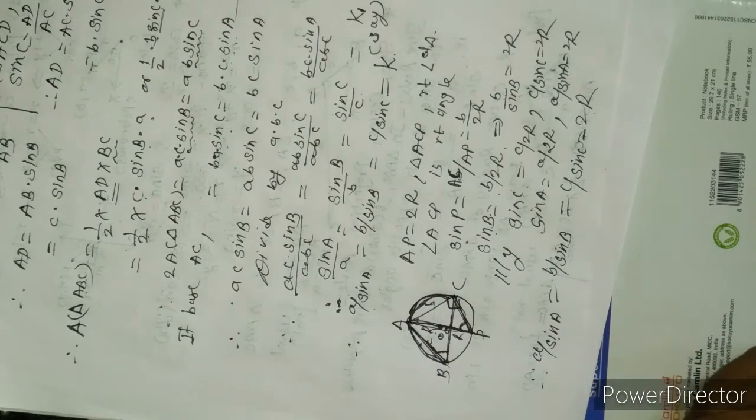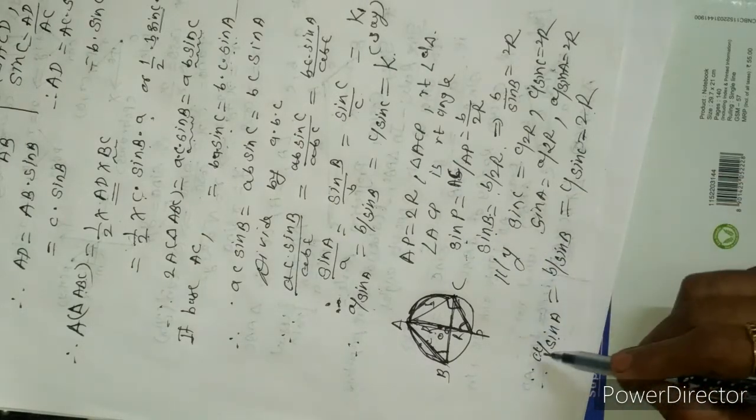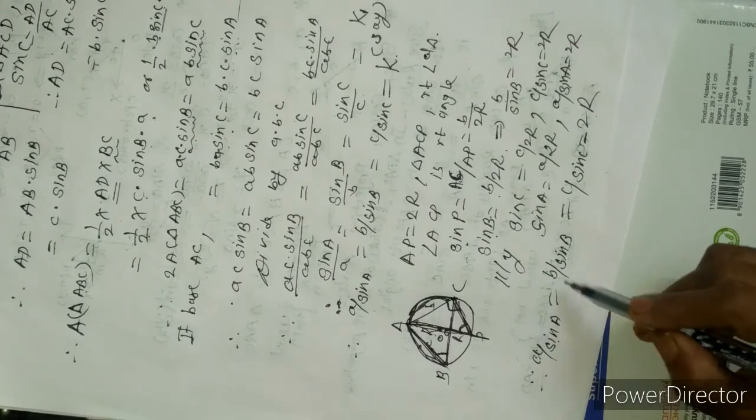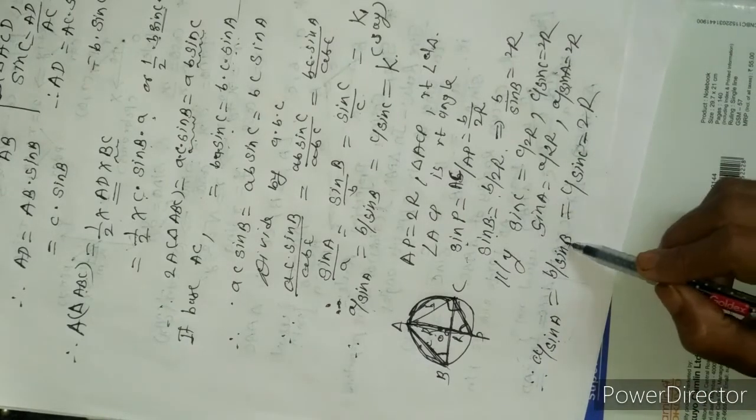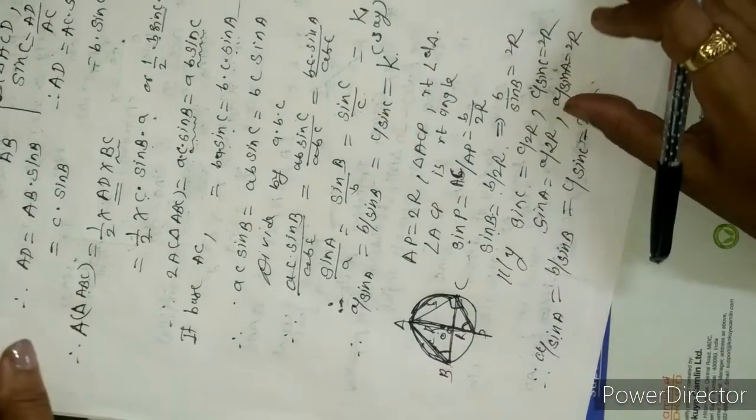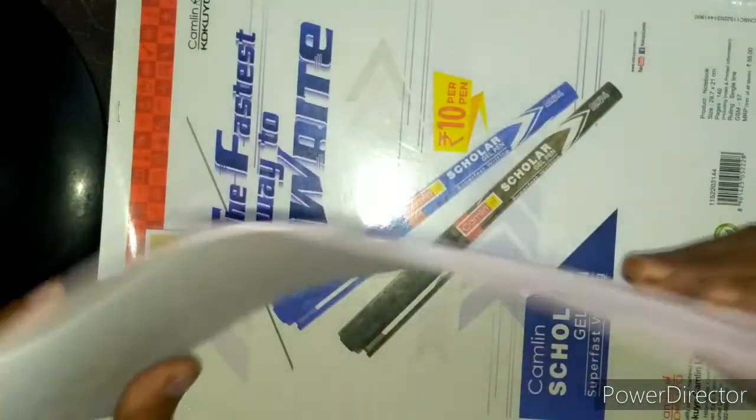Again we find the relation between the lengths of sides: a upon b is equal to sin A upon sin B, or b upon c is equal to sin B upon sin C. So these are different forms of the sine rule. With the help of this we may solve the triangle.